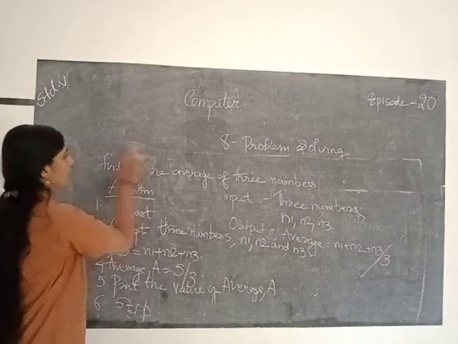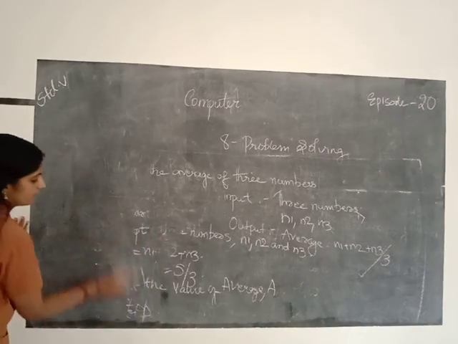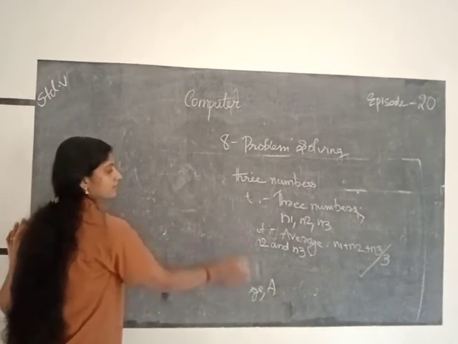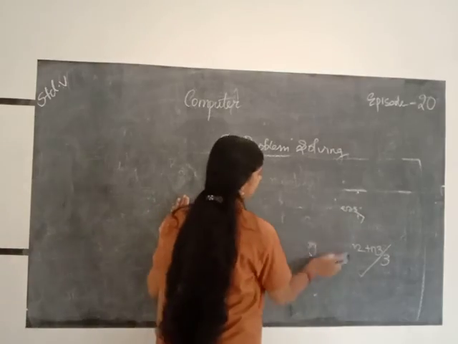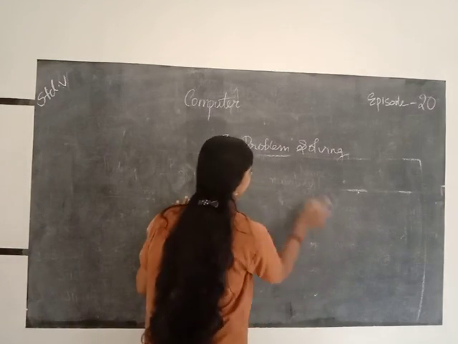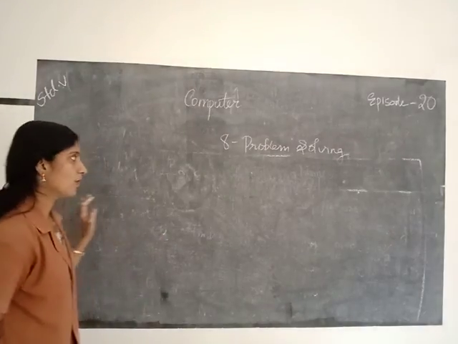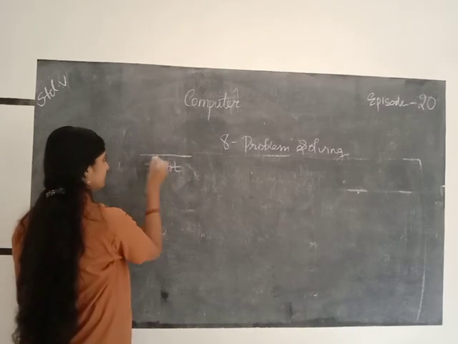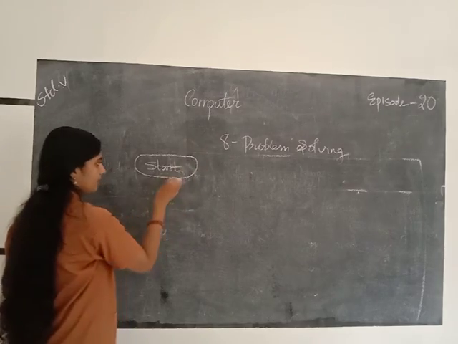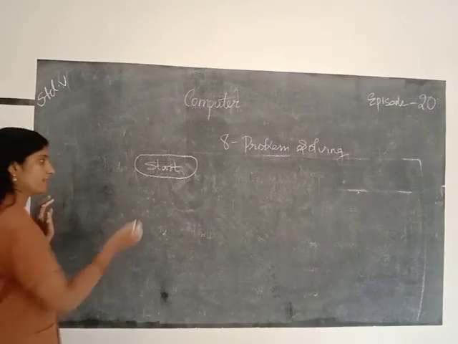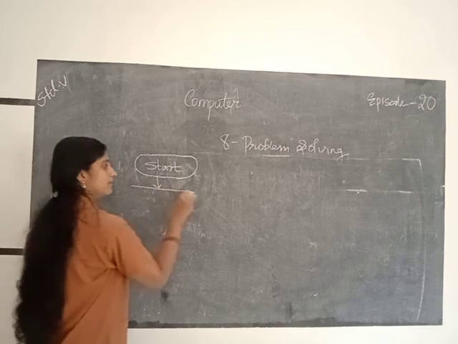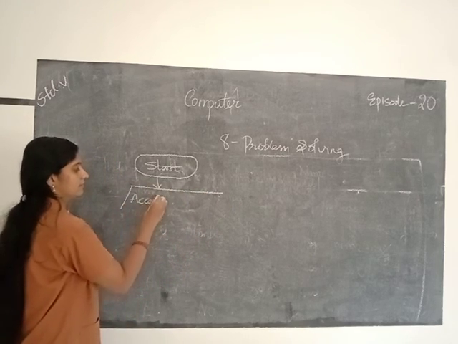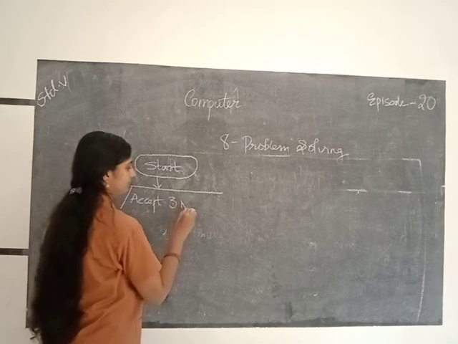Next, draw the flow chart based on this algorithm. So first box is start, a terminal box. Then accept how many numbers? 3 numbers. Accept 3 numbers.